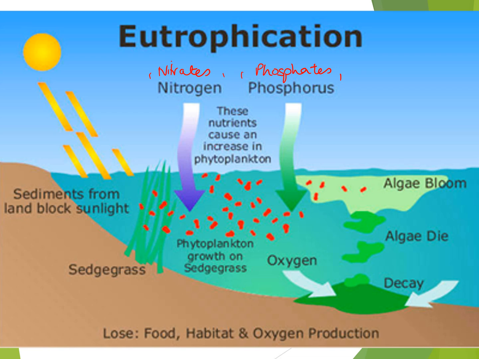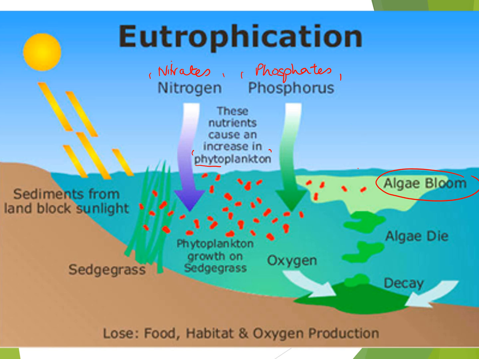They also cause an increase in what we call the phytoplankton. So plankton are small microscopic organisms that live in water, and phytoplankton contain a green pigment, carry out photosynthesis, and are technically plants. So they cause the phytoplankton to grow massively. Now, as they grow massively, they create a bloom, an algal bloom or algae bloom.